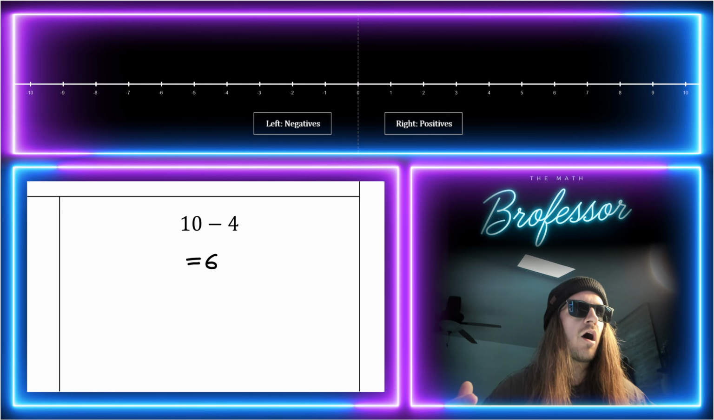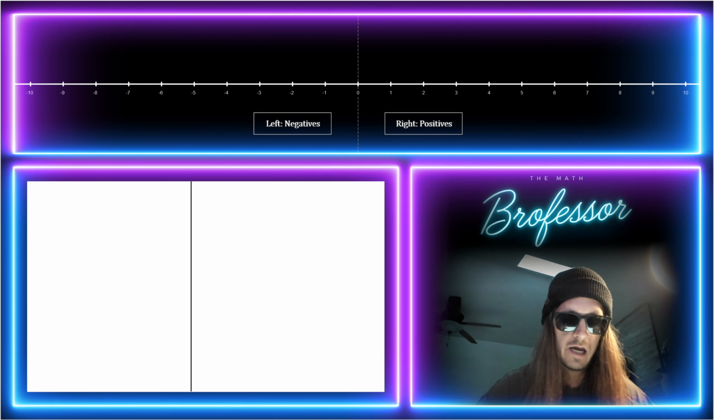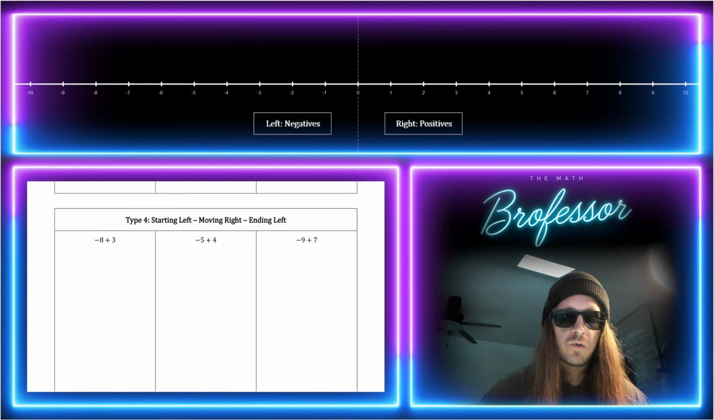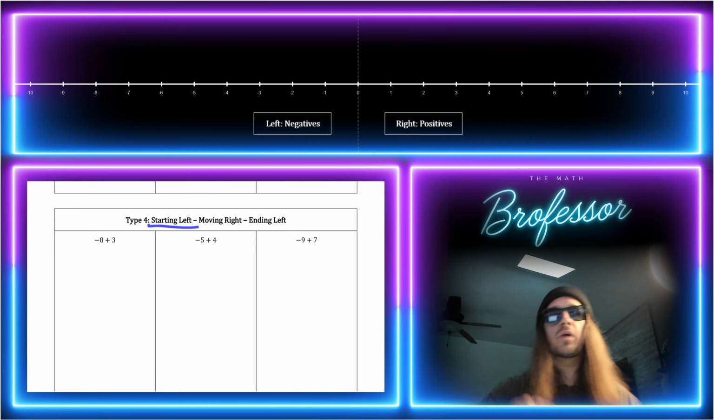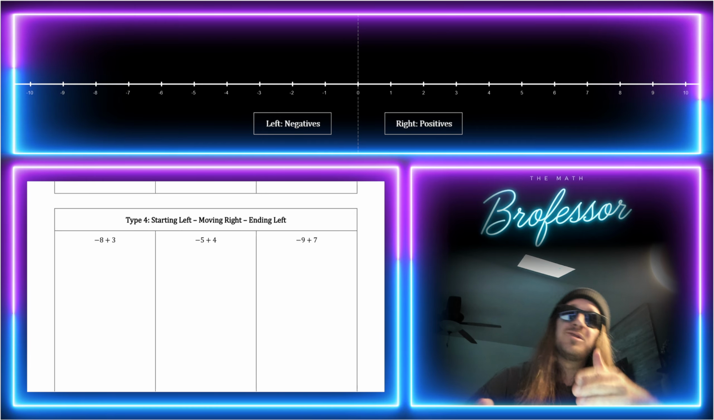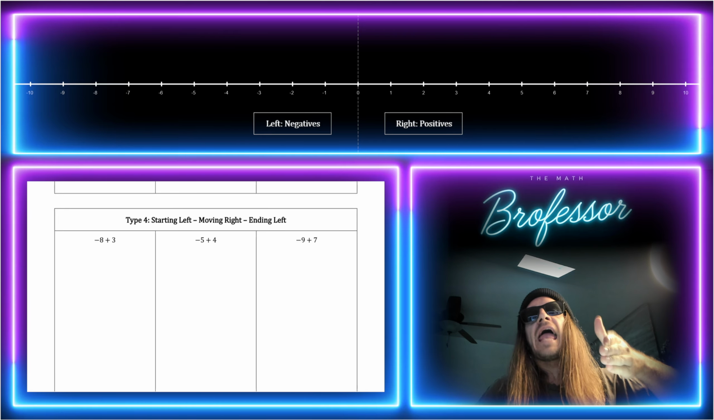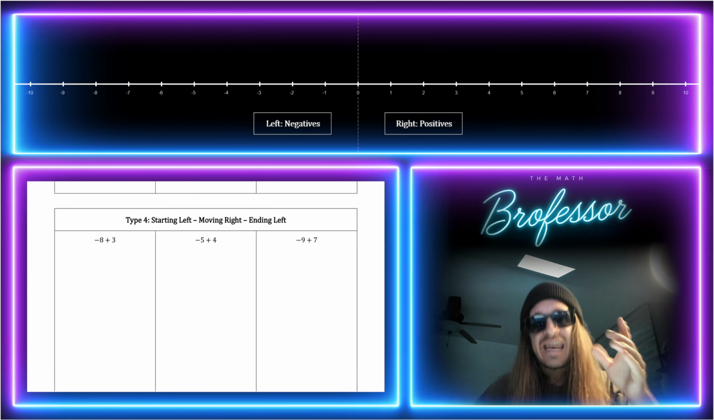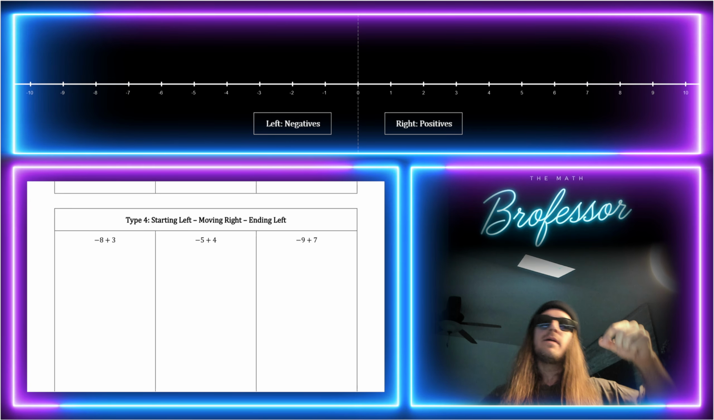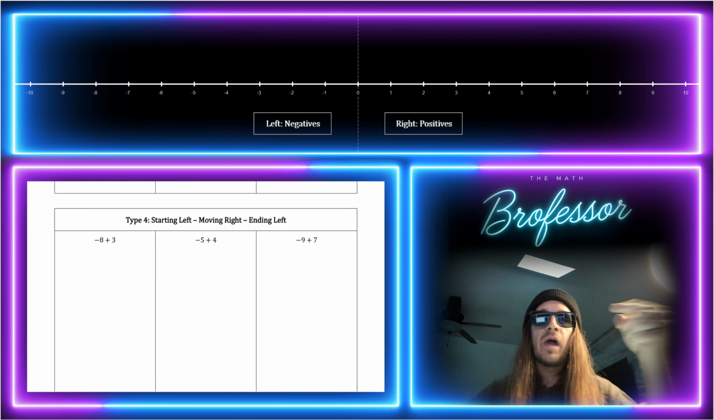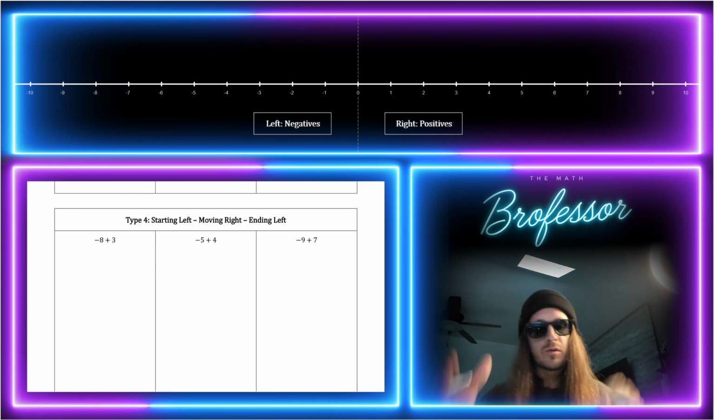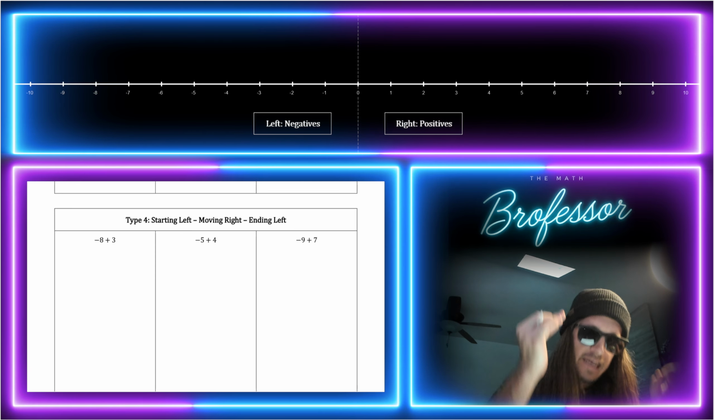Now we're going to do the opposite of this, which is what I'm calling a type 4 problem. Type 4 is we're going to start on the left side. That is, we're going to start with a negative number. We are going to add, move right, but we're going to end on the left. We're going to end negative still. So in type 3, we started positive, went left, but ended positive. Here we're going to start negative, move right, and end negative.